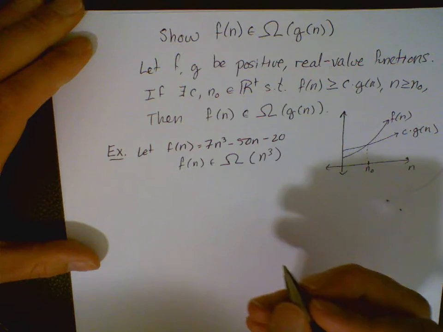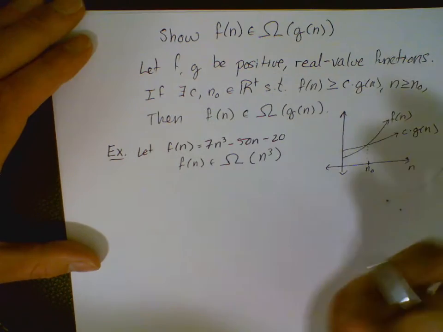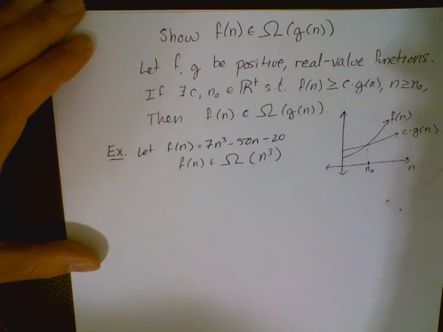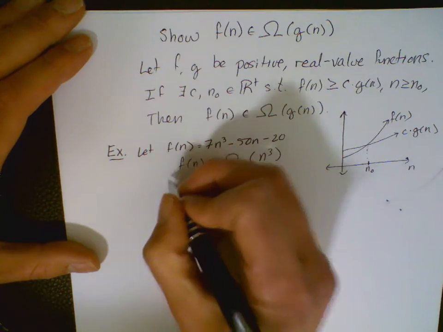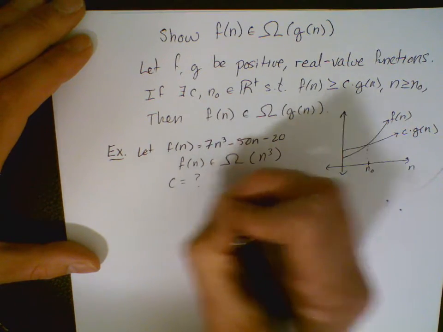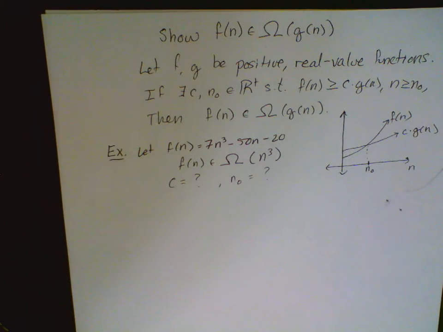Alright, so let's approach this using a method that's a little bit algorithmic, but will get us the answer. The first thing we need to do is set this up to figure out what values of c and n naught we need. That's our goal. What is c going to be and what is n naught going to be? Okay, so we know what we need to do.